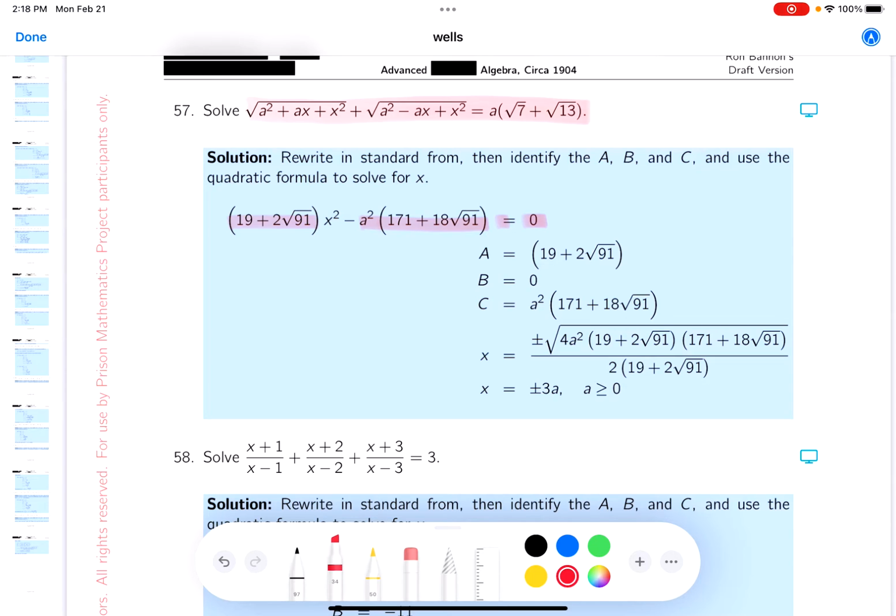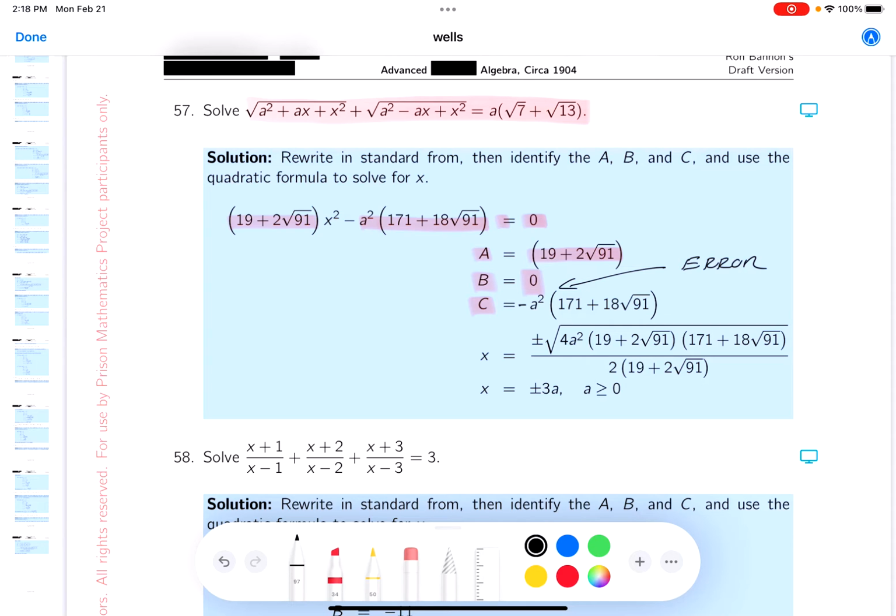The coefficient on x squared is the a, which is 19 plus 2 root 91. The b was 0, and the c is, let's see, I think I made a mistake over here. I'm going to rewrite it. And I want to point at this thing. There's an error. And let's see if I did the quadratic over here correctly.